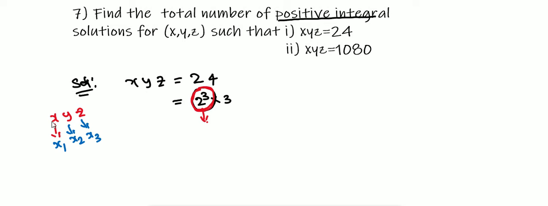So how many non-negative integral solutions? We can give all 2's to z only. So that means here 1, 1, 2 power 3. So the non-negative integral solutions are 5c2.